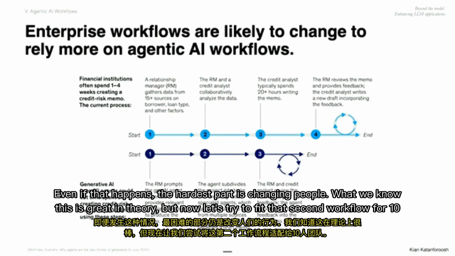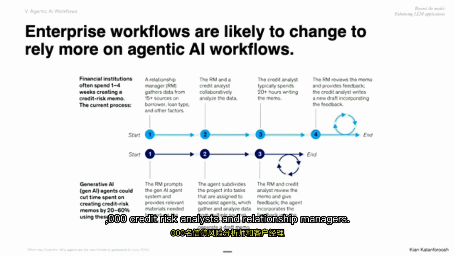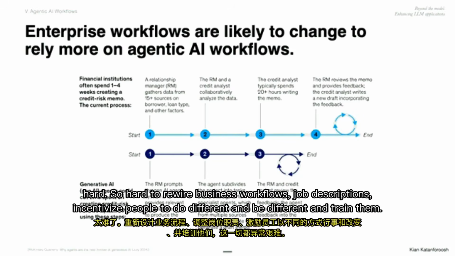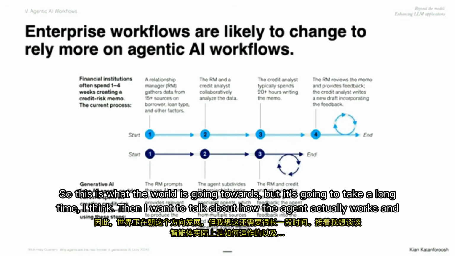Even if that happens, the hardest part is changing people. This is great in theory, but now let's try to fit that second workflow for 10,000 credit risk analysts and relationship managers. My guess is it will take years. It will take 10, 20 years to get to this being done at scale within an organization, because change is so hard, so hard to rewire business workflows, job descriptions, incentivize people to do different and be different, and train them. So this is what the world is going towards, but it's going to take a long time, I think.